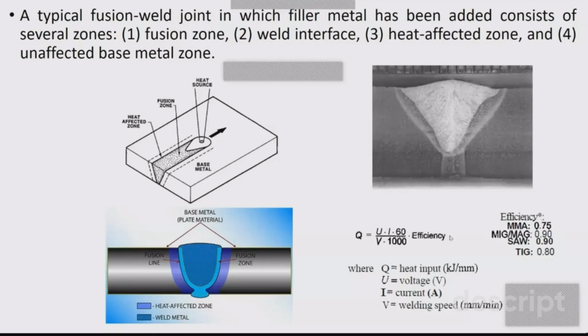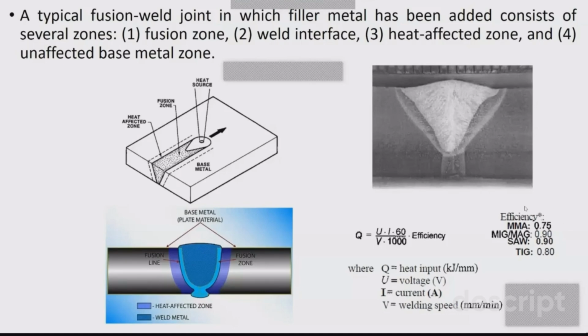This is called the thermal efficiency of a welding process, and it depends upon the type of welding process used, because all welding processes are not equally efficient, and they have different efficiencies that depend upon the type of power supply used, the welding transformer, the power source, and the method in which you have protected your weld pool. So all these parameters affect the efficiency of a particular welding process.